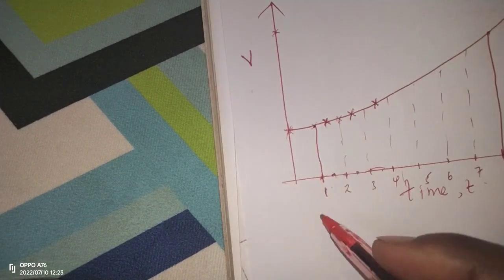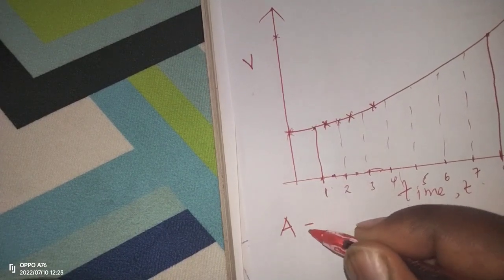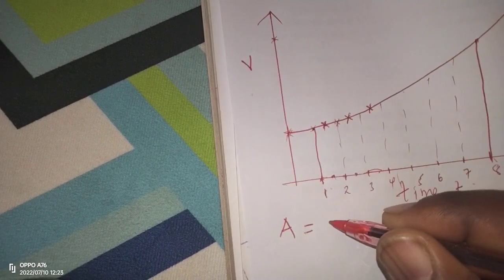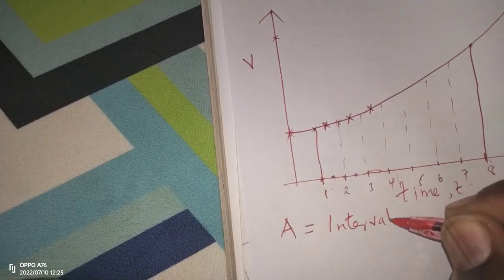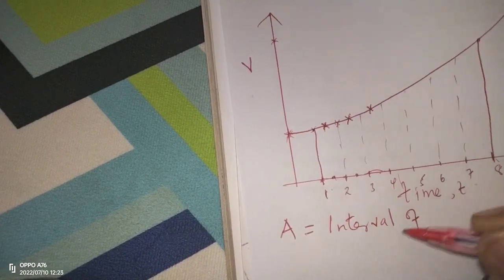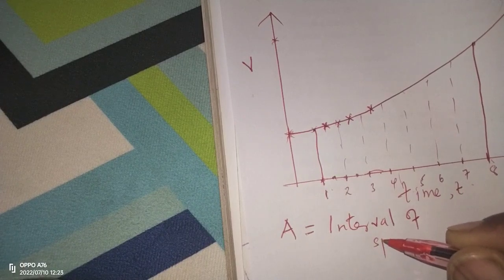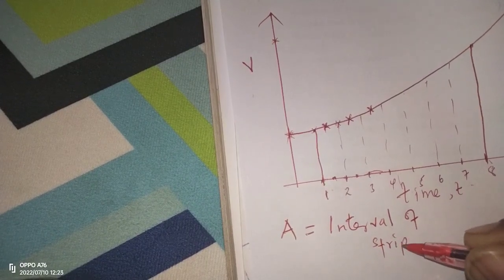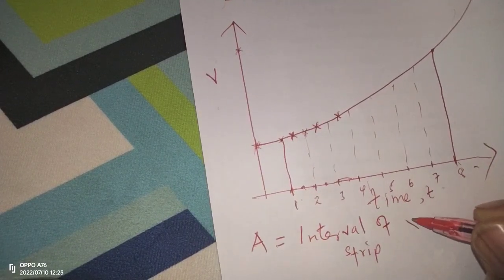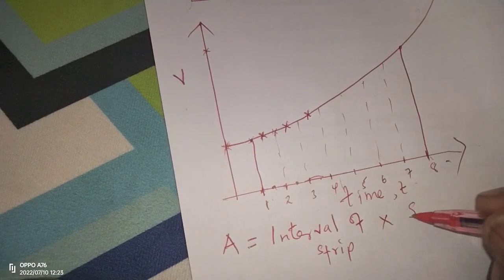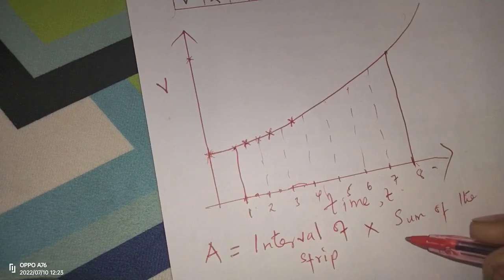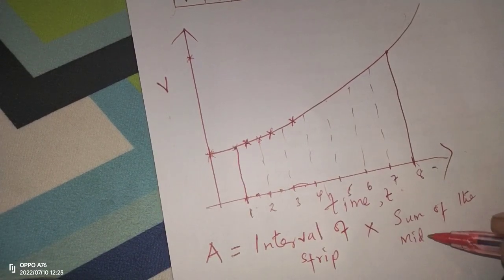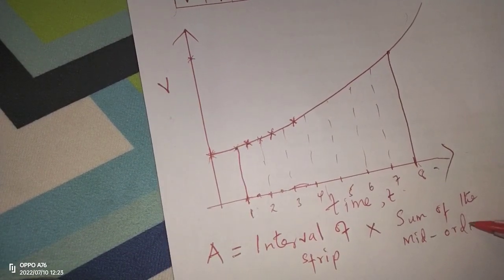Therefore, the mid-ordinate rule gives us area following the formula where we have the interval of the strip, then multiplied by the sum of the mid-ordinates.